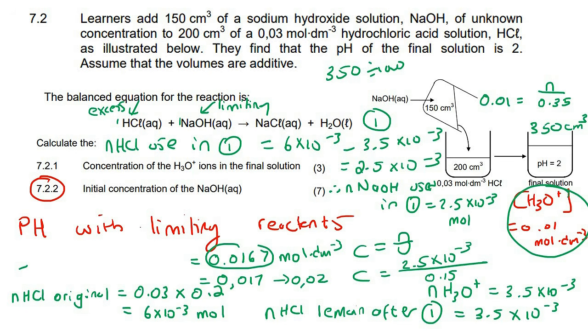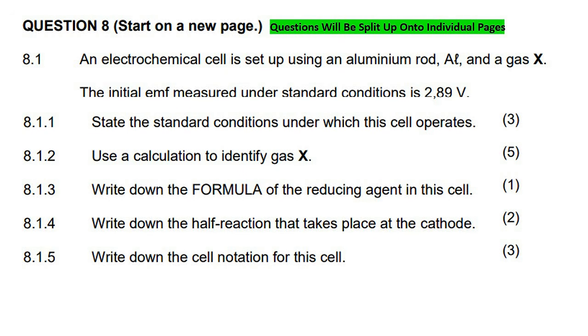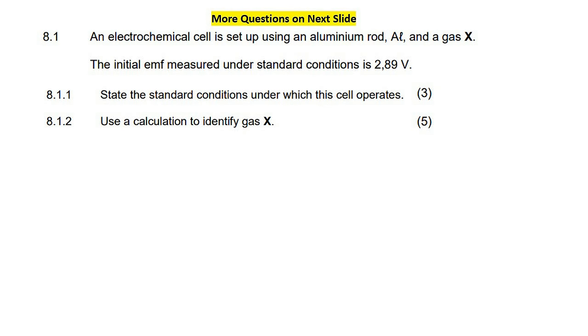So you could give this as the answer, this is the answer, or this is the answer. All three of those were accepted. Here are all the questions that we will be looking at, but I will split them up so we have more space. Okay, so an electrochemical cell is set up using an aluminium rod and gas X.